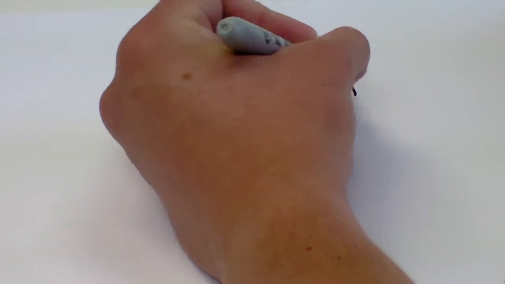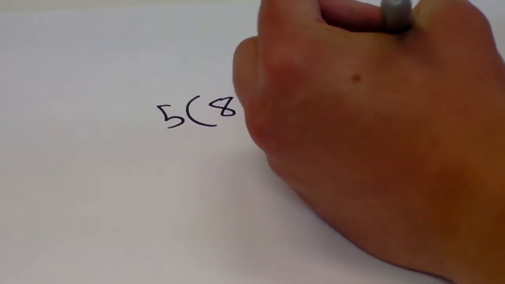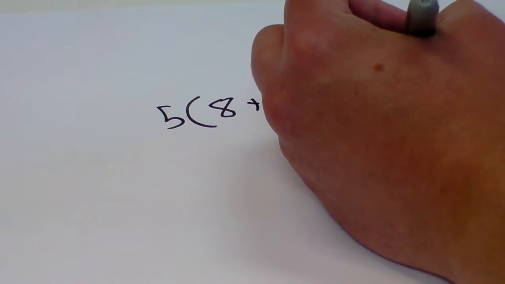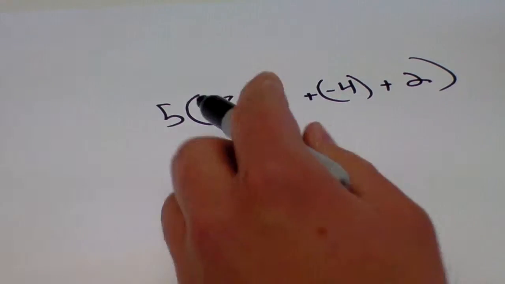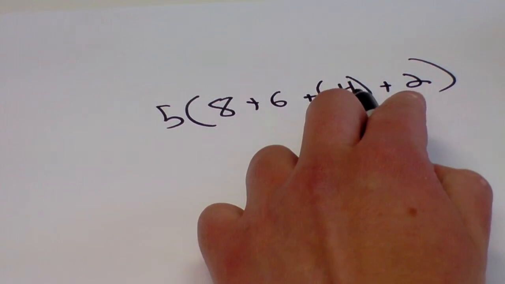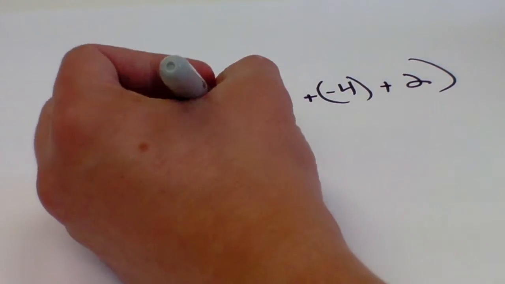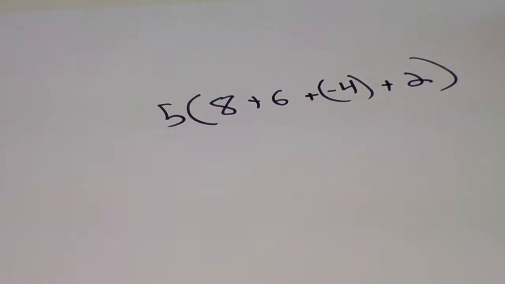So if I have 5 times 8 plus 6 plus negative 4, right? We can do it with negative numbers too, right? Plus 2. Alright, well, 8 plus 6 is 14, minus 4 is 10, plus 2 is 12, so it's 5 times 12, which is 60, right?